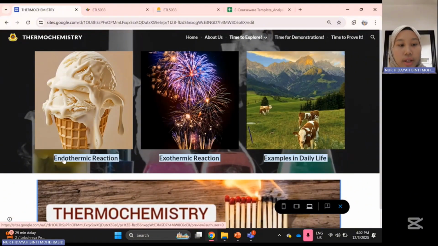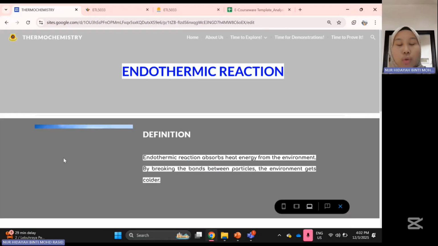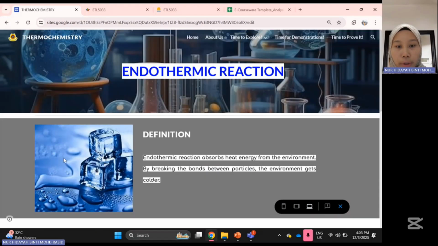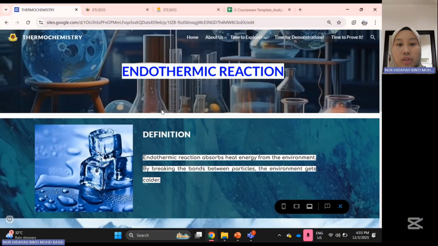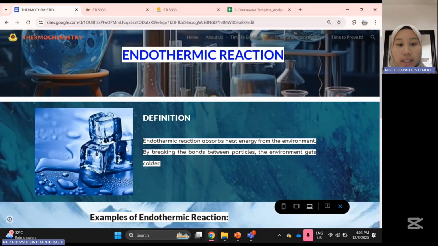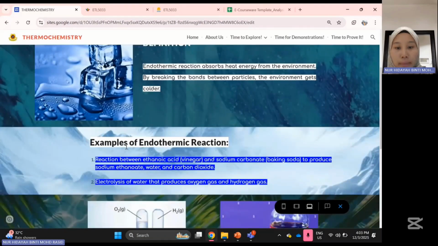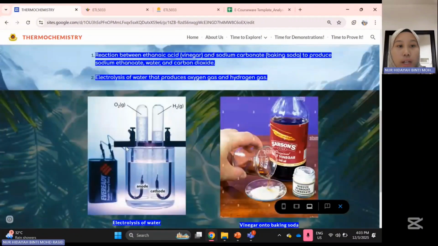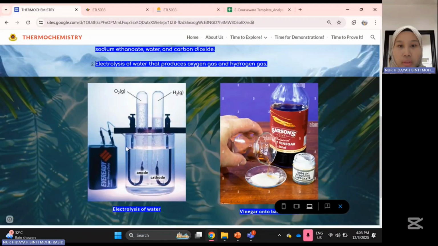We can just click on the endothermic reaction tab, and it will bring us to the page of endothermic reaction. On this page, we show the students the definition of endothermic reaction and examples of endothermic reaction in chemistry concepts, with the formula, so they can understand what electrolysis is, and the reaction between acid and baking soda.